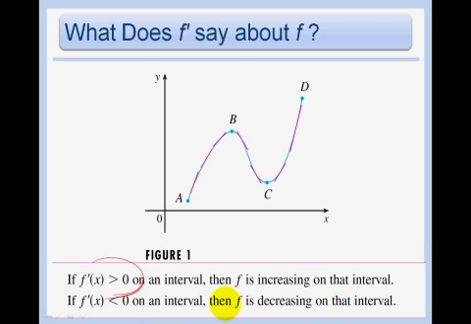Don't get confused with negative and decreasing. We want to say if our derivative is negative, then our function is decreasing. We're going to talk a lot more about that. From C to D, we again see that f prime is positive, so the function is increasing over that interval.